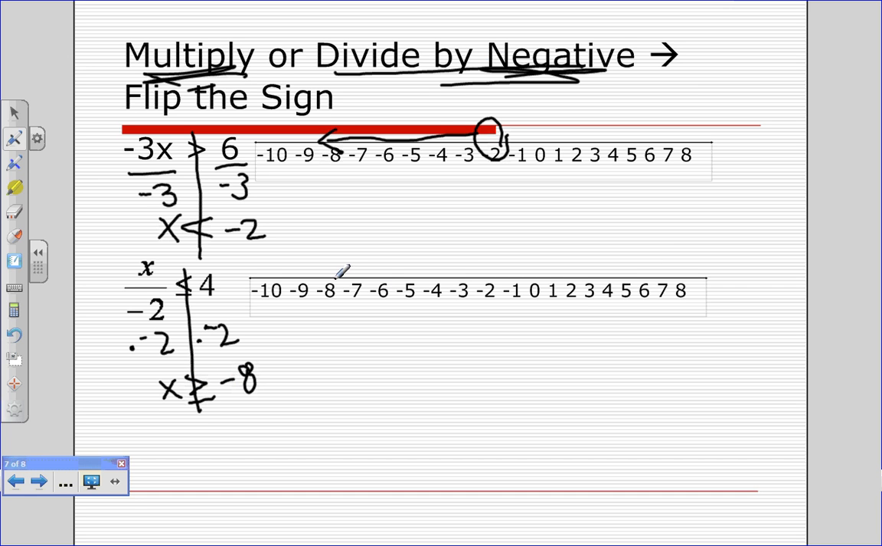So to graph that, find the negative 8. It can be equal to it, so we shade it in, and we show it can be anything greater than that. Practice the next few problems on the next page. You should have to flip the sign in all of them because you are multiplying or dividing by negatives.